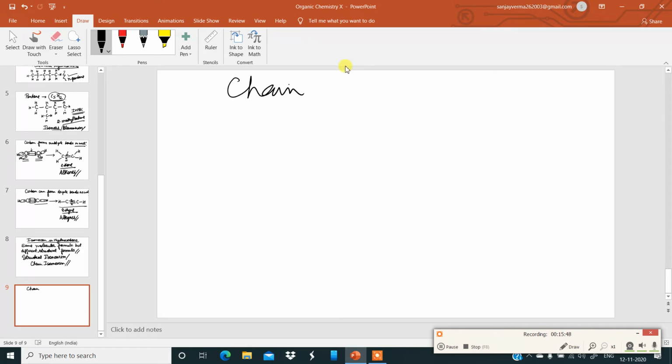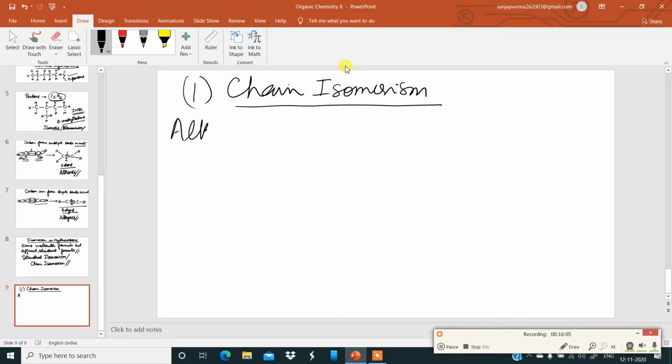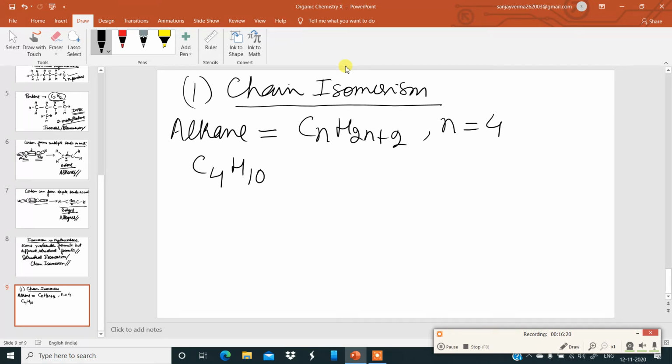Chain isomerism. Let us take one example. Let us take an organic compound, an alkane with the general formula CnH2n plus 2, and I put the value of n equal to say 4. Okay, so I will get C4H10. So this compound becomes butane because there are 4 carbon atoms, so it is but.